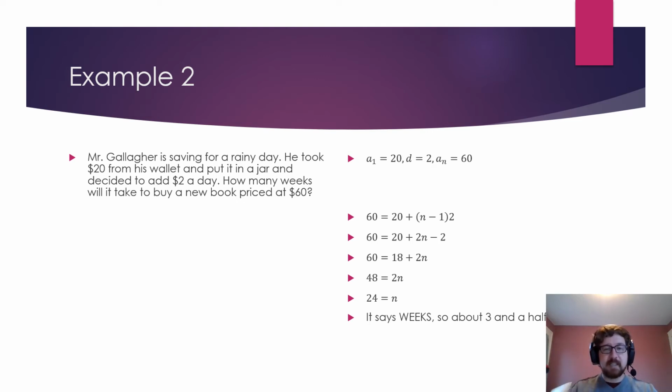So, never mind. I take $20 from my wallet and put it in a jar and decide to add $2 every day. How many weeks will it take to buy a new book priced at $60? Well, this is our given information up here. We're told that we have the first term, we have the common difference, and we're told the last term we want. Big thing here is this is add $2 a day, and it's asked how many weeks. So be sure that you're answering the question which is asked instead of a different question.